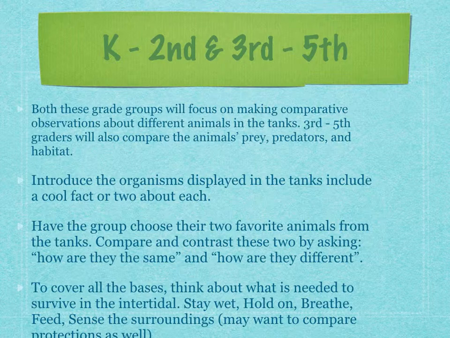Start the station by introducing the organisms on display. You may want to include a cool fact or two about each of the organisms. Then, have the group choose their 2 favorite animals from the tanks. Ask them how they are the same and how they are different. You may need to assist the students in making these comparisons about the animals. You can ask them questions like, do they move? Do they have a hard body or a soft body? Do they have eyes?